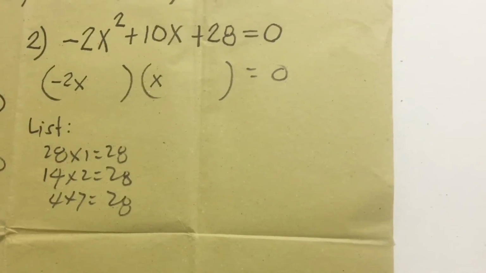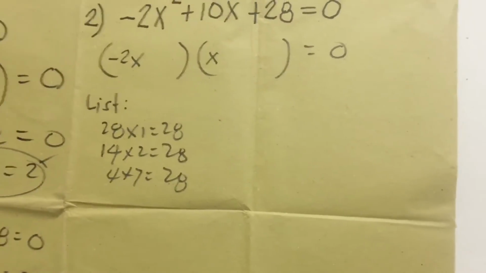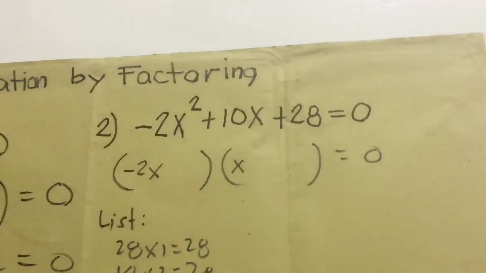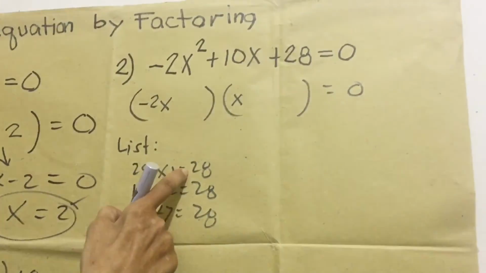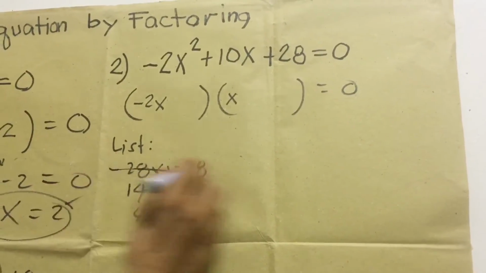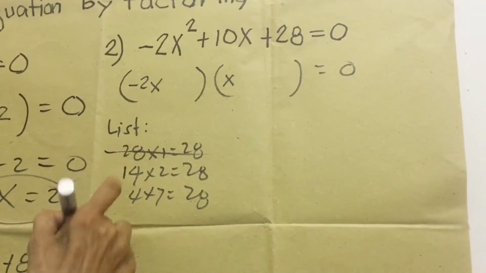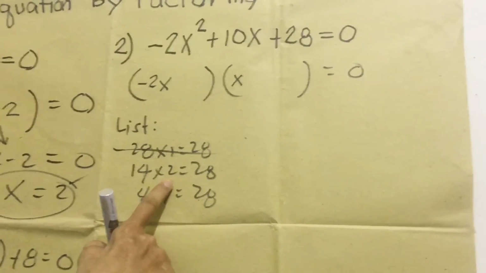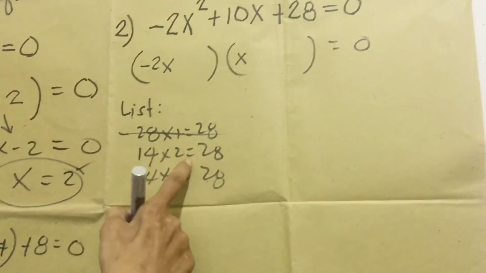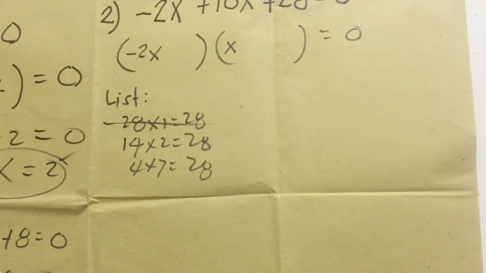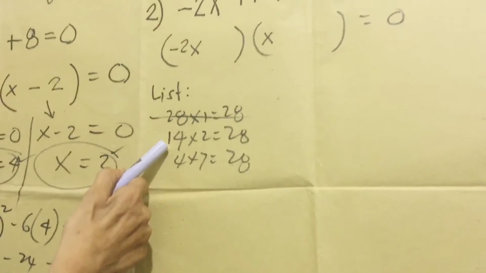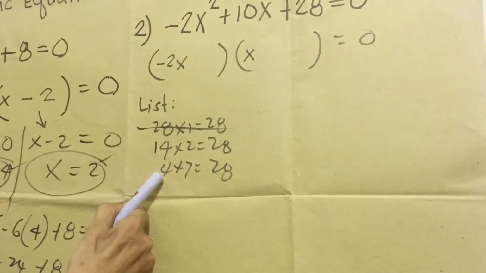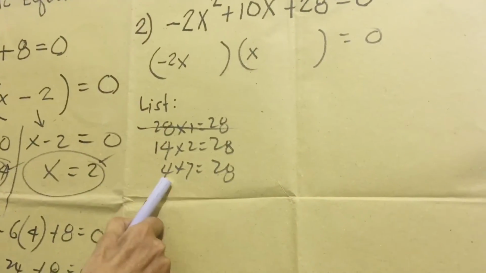Okay, those are the factors. So, let's analyze. We need the middle term. 28 plus 1 is 29. 28 minus 1 is 27. So, this is not the answer. 14 plus 2 is 16. 14 minus 2 is only 12. Okay? So, 14 times 2 here, or maybe here is the correct answer, because 7 times 4 is 28, but 4 plus 7 is only 11. So, maybe 14 times 2. Let's try.